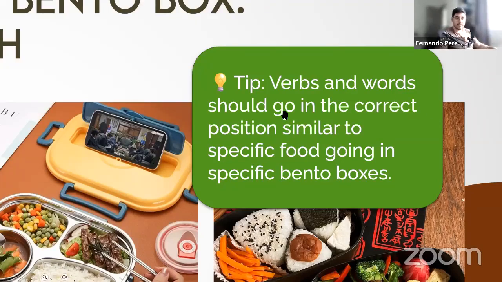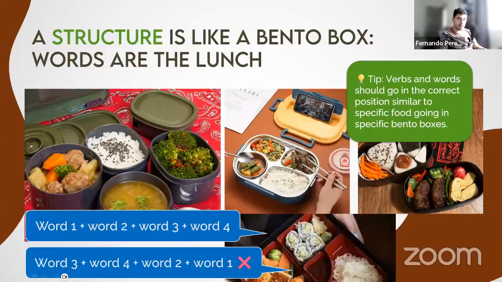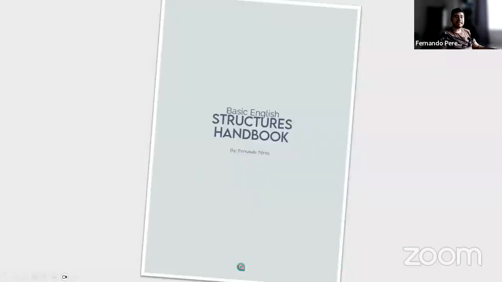These specific containers exist in a little book called the Basic Structures Handbook. Book that you have in your WhatsApp.